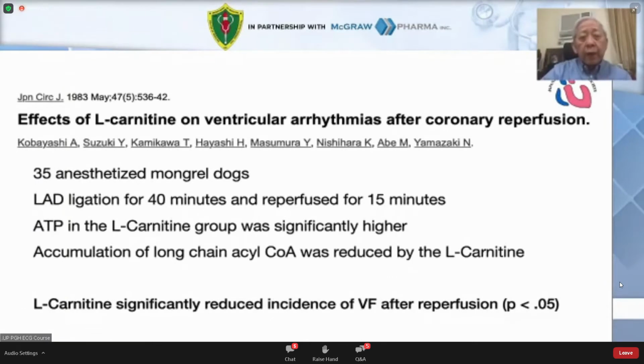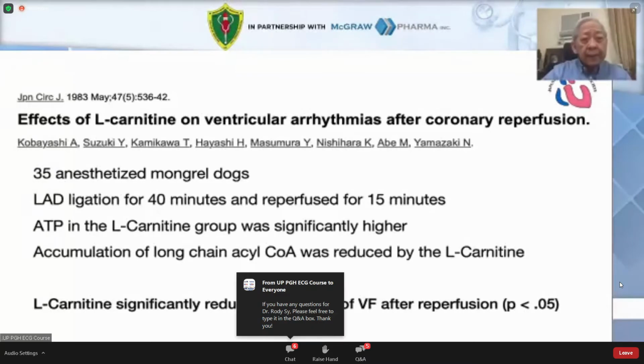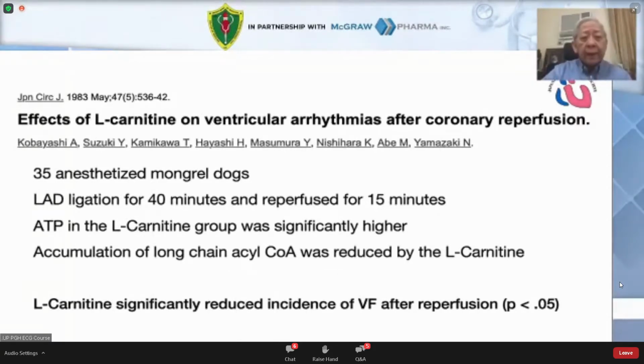I'd like to continue by showing you the evidence for the efficacy of L-carnitine in chronologic order. The first paper that I will discuss was published in 1983 by Kobayashi on animal studies. He did this on 35 anesthetized dogs, and he ligated the LAD for 40 minutes and then reperfused for 15 minutes. The ATP in the L-carnitine group was significantly higher.